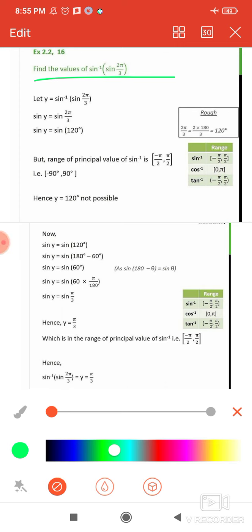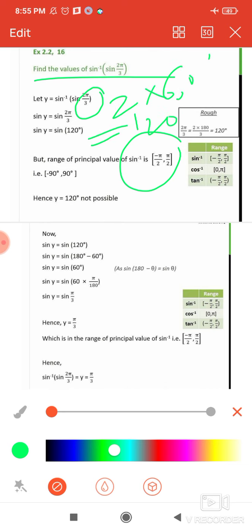Now what we will do over here, we will check whether this 2 pi by 3 is lying in the principal value branch of sine inverse or not, which is minus pi by 2 to pi by 2. 2 pi by 3 is 2 into 60 degree, which is 120 degree, and 120 degree is not lying in this range. So what you will do, you will simplify this.